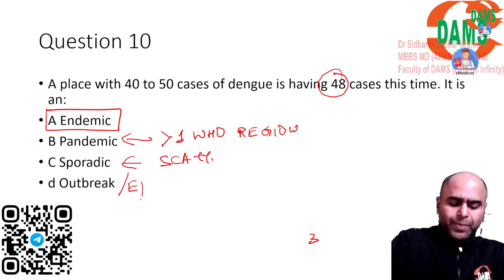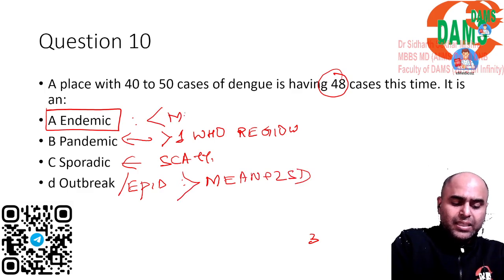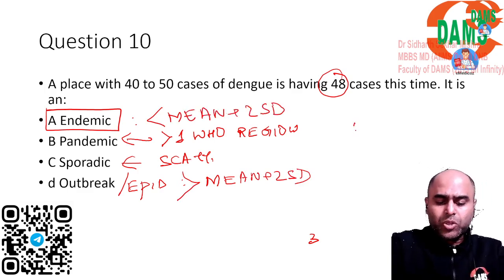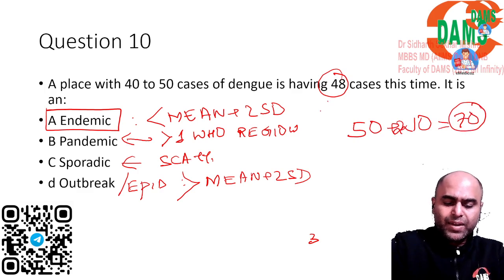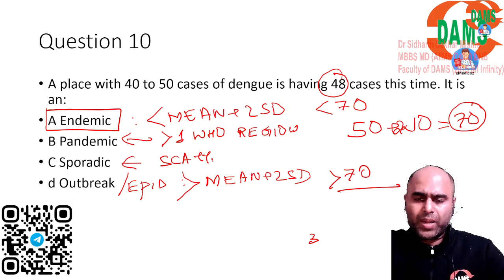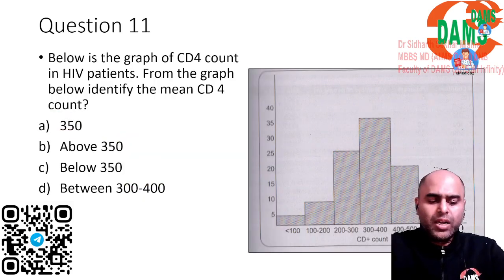Outbreak or epidemic is defined when it is mean plus 2 standard deviations. If it is more than that, epidemic; if it is less than mean plus 2 standard deviations, endemic. What does this mean? Suppose my mean is 50, SD is 10, so this would be 70. If I am having fewer than 70 cases, it is endemic. More than 70 cases, it is epidemic or outbreak. Just an example to explain the definition.